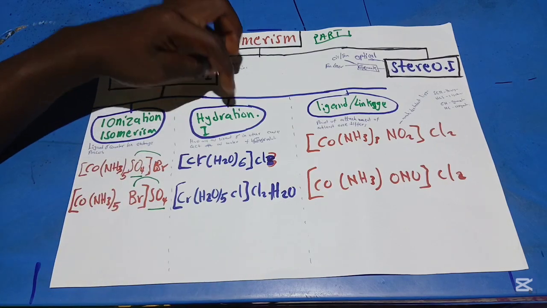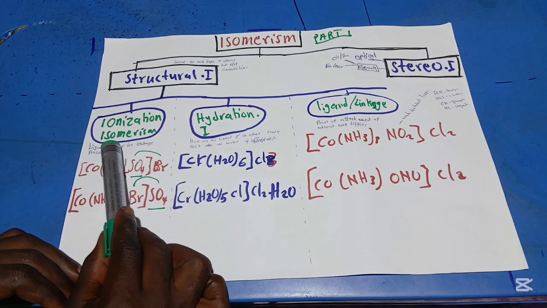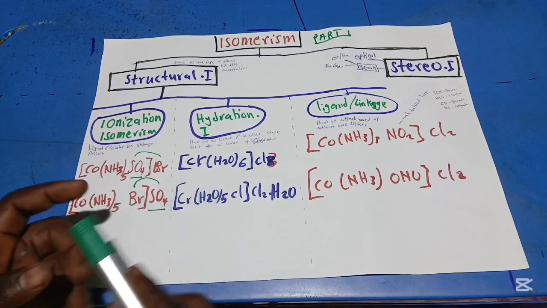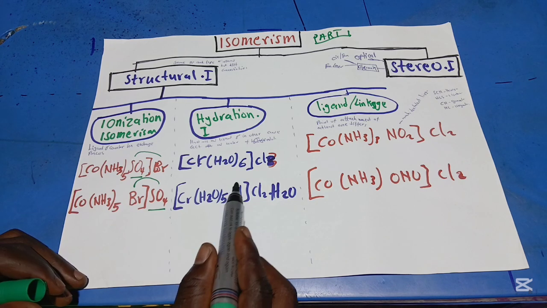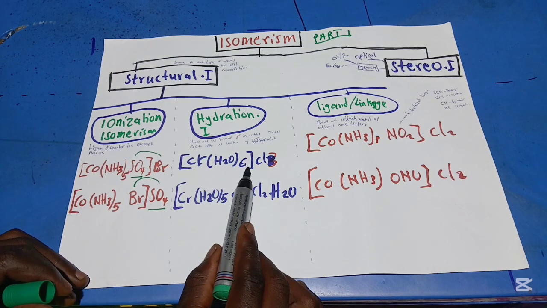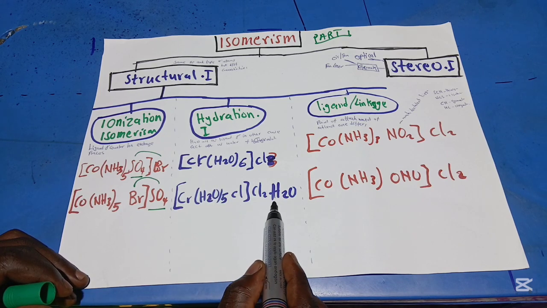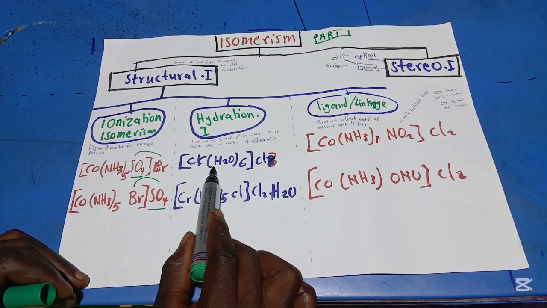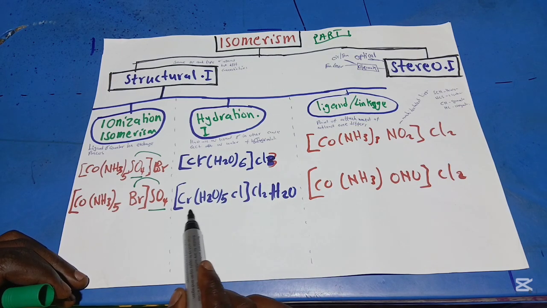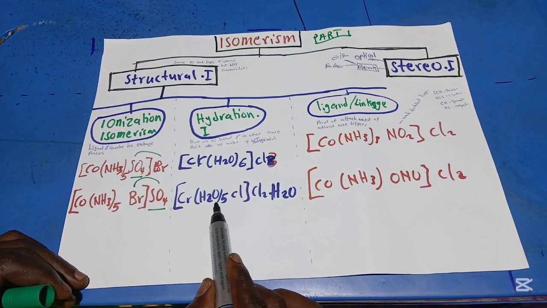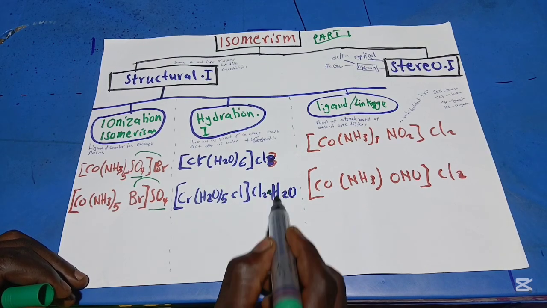Let's look at hydration isomerism. Hydration isomerism is a type of ionization isomerism, but in this case we have water acting as a ligand in one complex, and in the other case it is acting as a water of hydration. You see, we have water here as a ligand. We do not have water outside here, but for this complex we have water inside as a ligand, and we have water here acting as a water of crystallization.